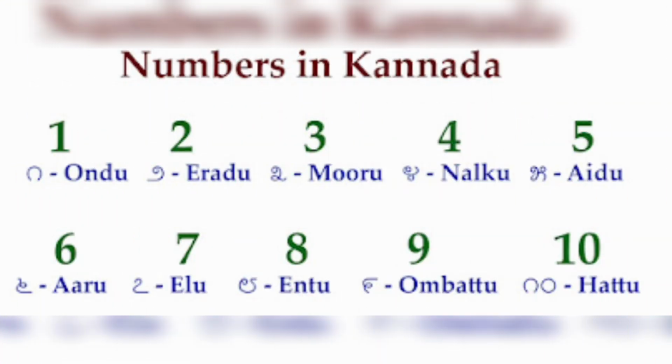Numbers in Kannada. First one, Vandu. Second one, Yeredu. Third one, Mooru. Fourth one, Nalku. We say 5 as Aidu, 6 as Aru, 7 as Elu, 8 as Entu, 9 as Ombattu, 10 as Hattu. So I have written the Kannada numbers there, so you can write it in your copy.